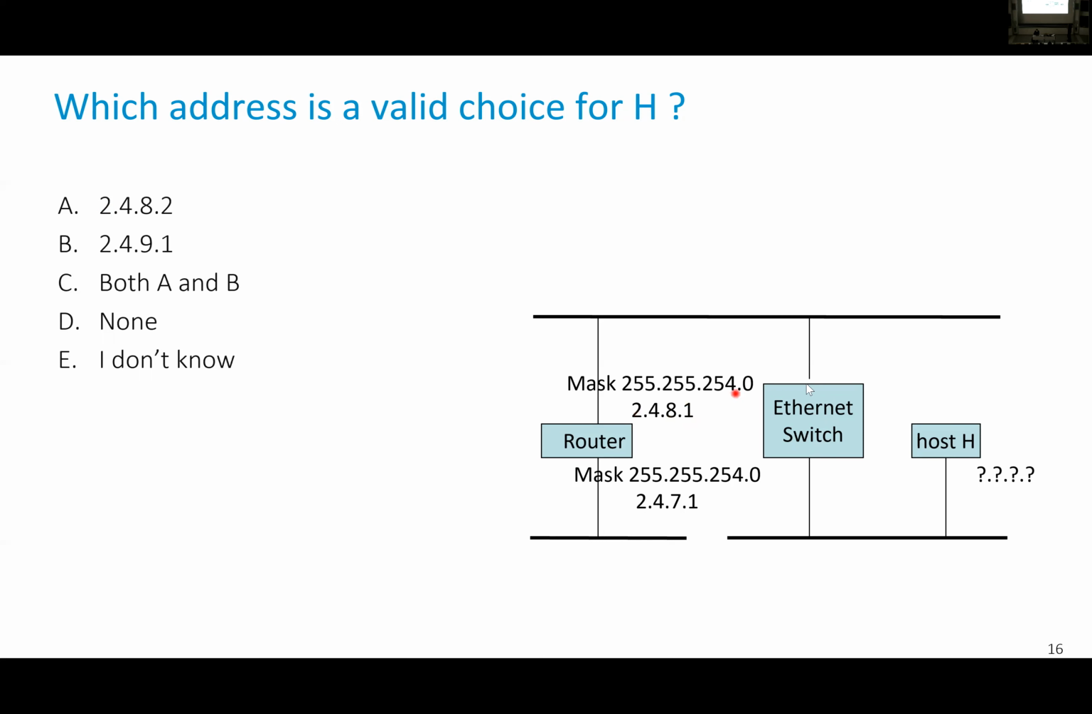Now another question. Here is a configuration. I have a router, an Ethernet switch, a host. Here are some of the configuration information of the router, mask and IP addresses. Which of those IP addresses, A and B, are valid addresses for this host, given what we see in this figure?